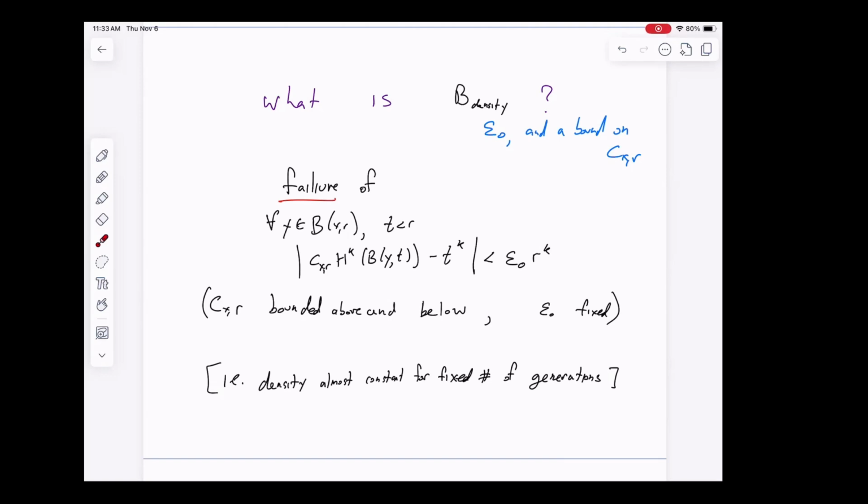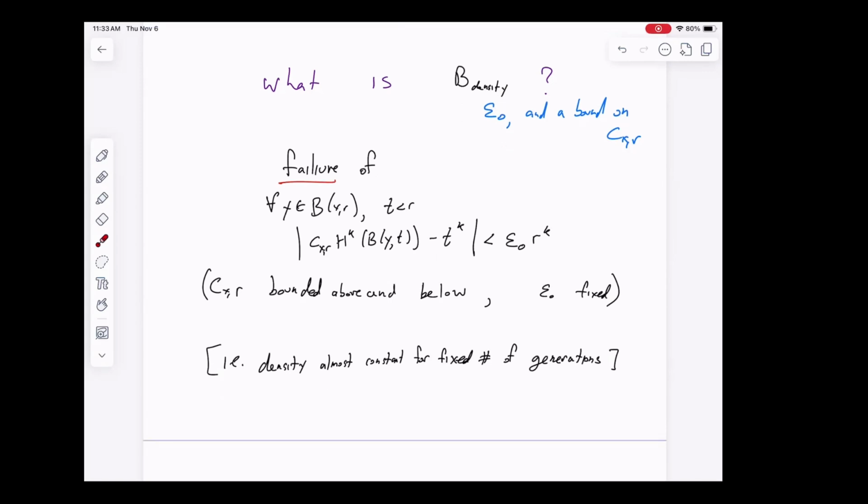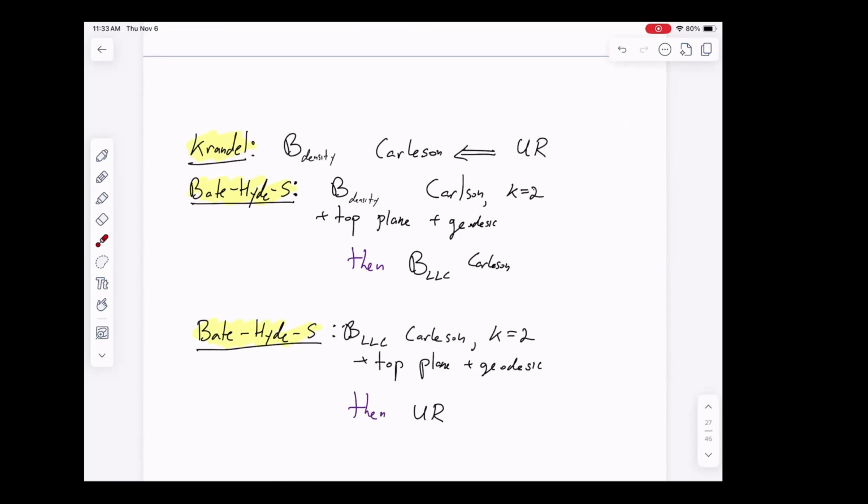So that's what it means to be bad in terms of density. Of course, if you have constant density, then this is empty. But we're going to allow more variation, perturbations of having constant density. Jared Crandall proved that if you're uniformly rectifiable, then these balls satisfy a Carleson condition, meaning most balls have constant density in the right sense.